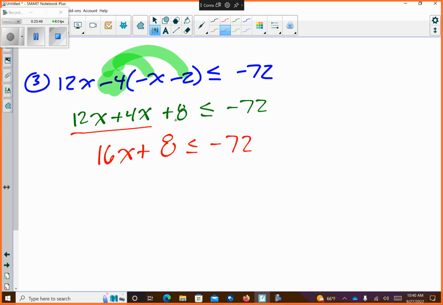I ain't gonna lie, those are the only problems. They get a little goofy. We're starting to get there, though, right? We'll get there. All right. Here we go. Subtract 8, subtract 8. Do you agree with this?